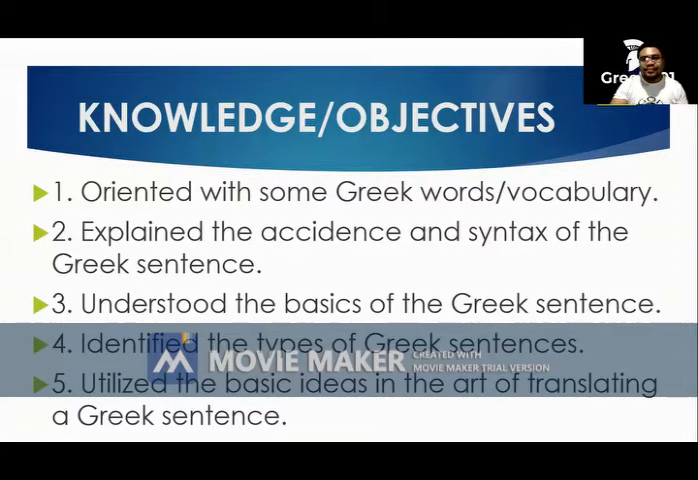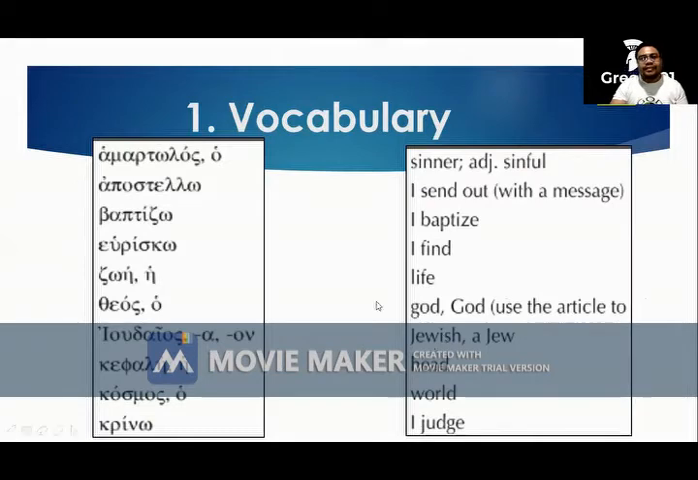All right, so let's begin with our vocabulary. Here are the words that we will learn today. The first word starts with a rough breathing. It's read as hamartolos. Let's read all together. Hamartolos. It means sinner. The adjective form is sinful.